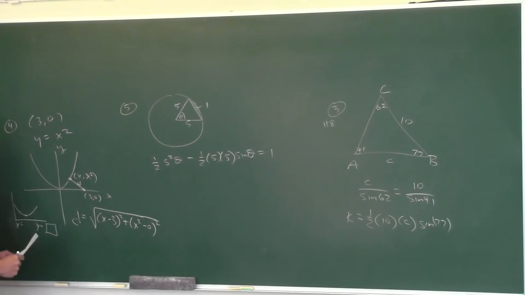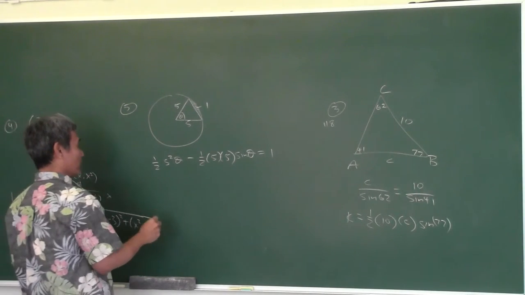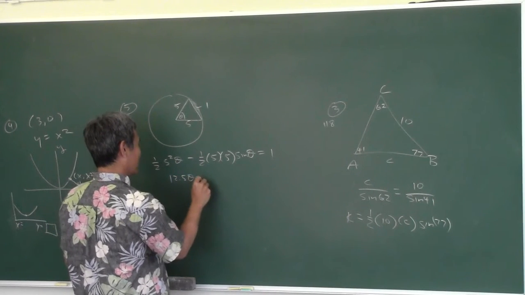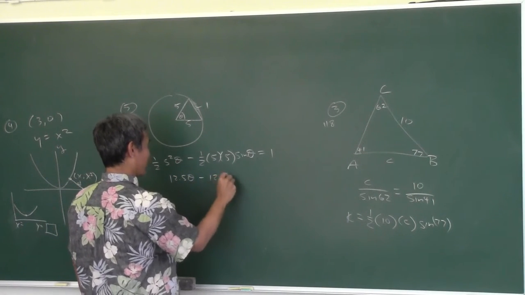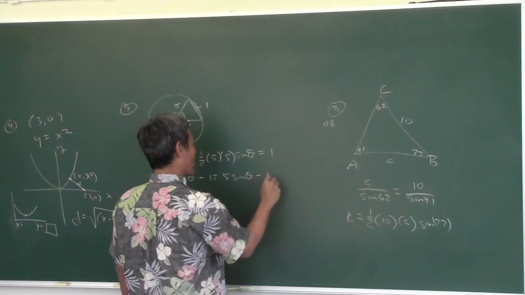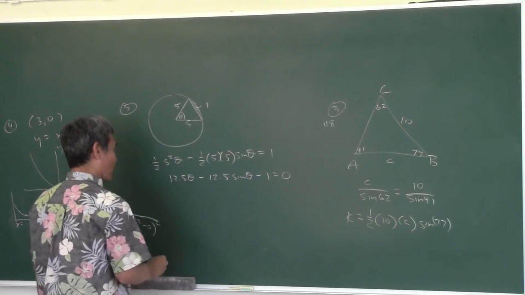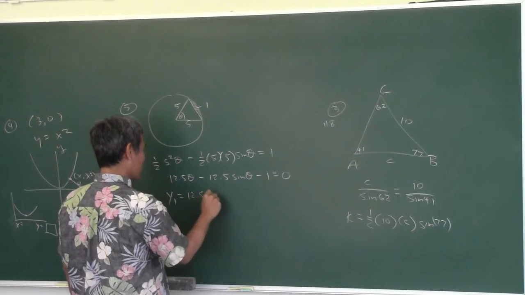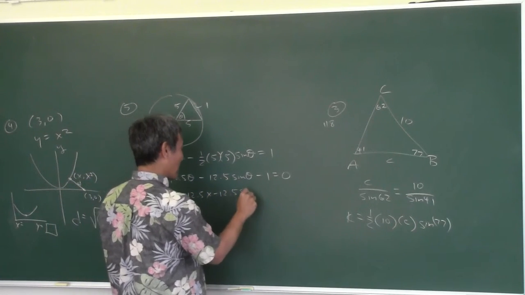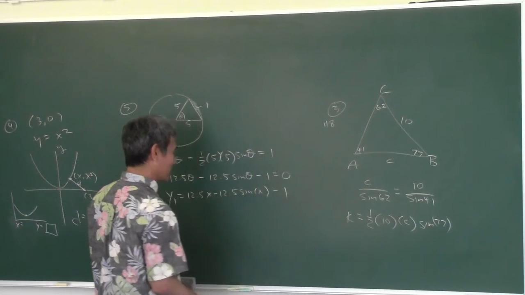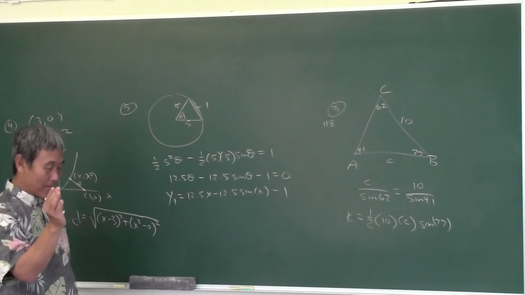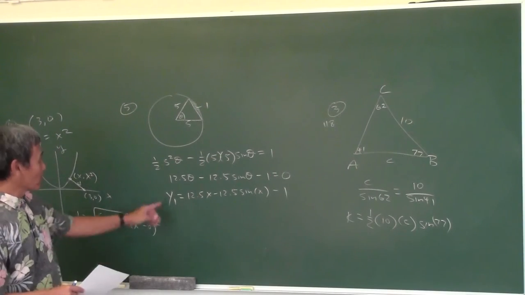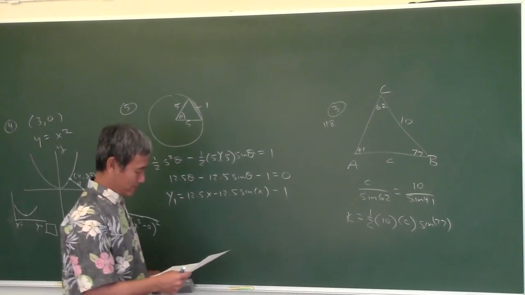And how do you solve any equation on your calculator? You make one side 0, so what is that? 12.5 theta minus 12.5 sine theta minus 1 equals 0. So on your calculator, you would graph y1 equals 12.5x minus 12.5 sine x minus 1. Graph that, and wherever it crosses the x-axis, that's your answer. And you need to be in radian mode because you're graphing a trig function here.